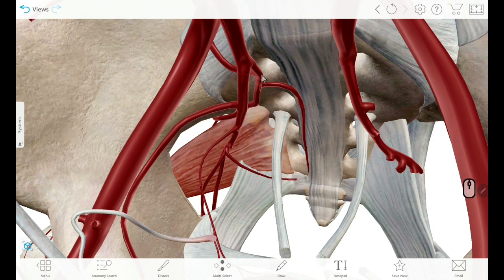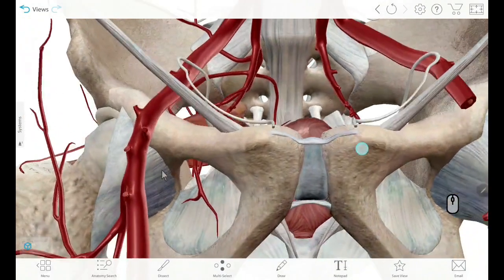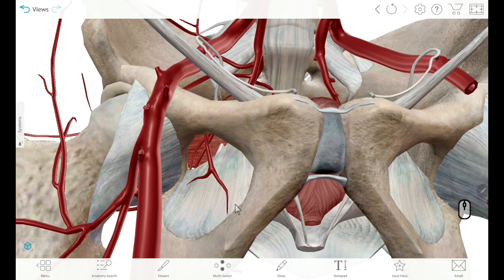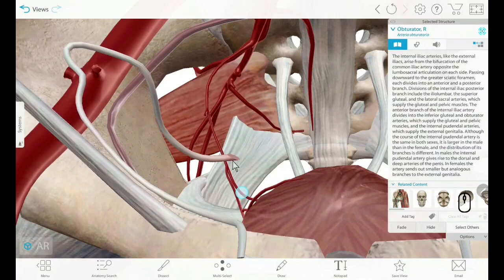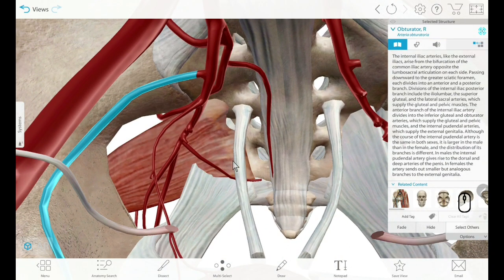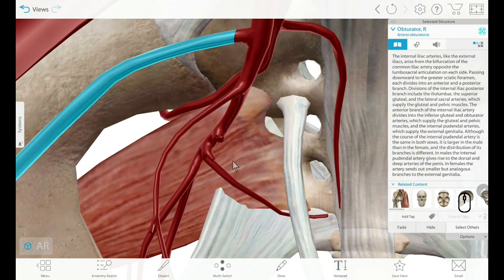After seeing the branches of the posterior division of the internal iliac artery, let's focus our attention on the branches of the anterior division. Now, we can see this branch which is passing through the obturator foramen. This foramen over here is the obturator foramen and we can see an artery coming all through the pelvis and crossing the obturator foramen. So, this artery is called the obturator artery and it is one of the branches of the anterior division of the internal iliac artery.